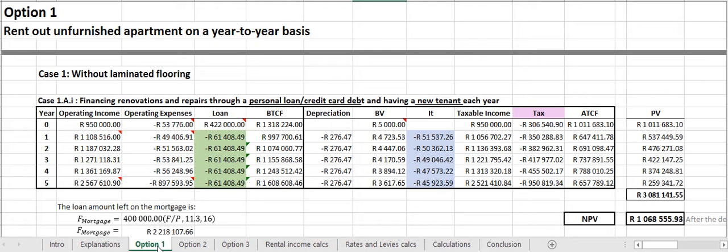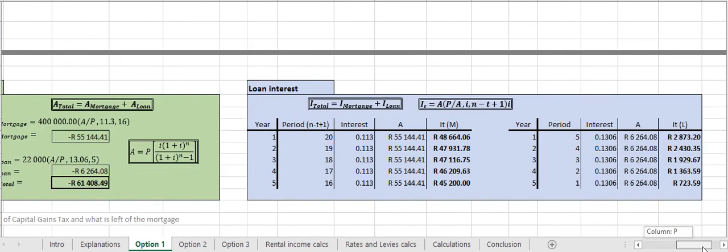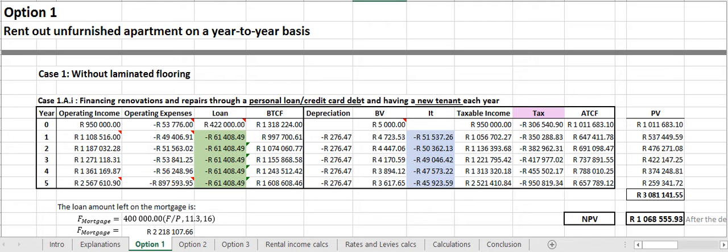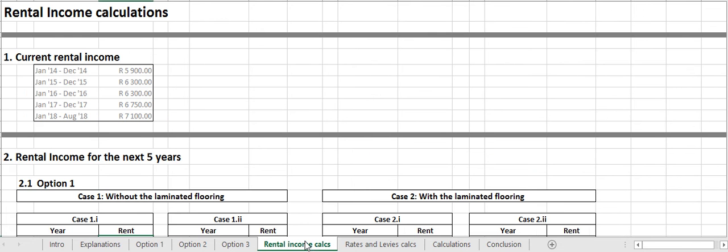For each financial option, after-tax cash flows were used to take into account the effects of income tax, and this was done for each combination of possible cases. Where cells are colored, the relevant calculations can be found next to the tables. Operating income for option 1 included the client's salary as well as rental income. The expected rental income calculations can be found in the rental income calculation sheet.